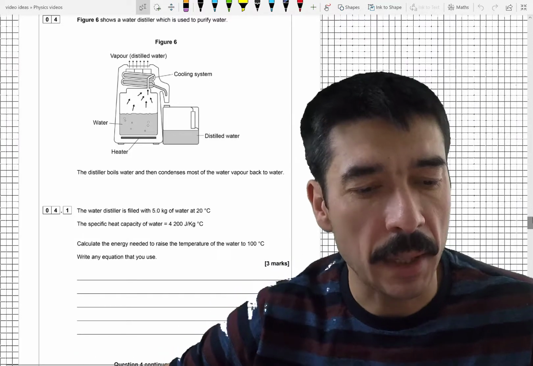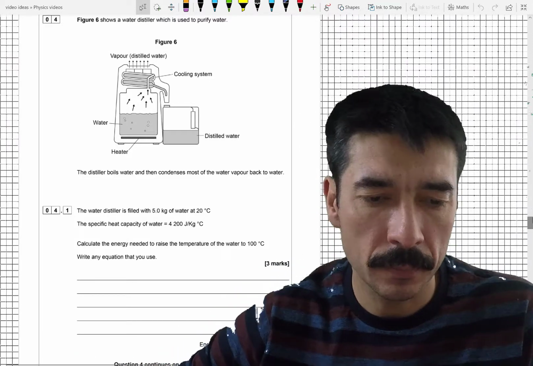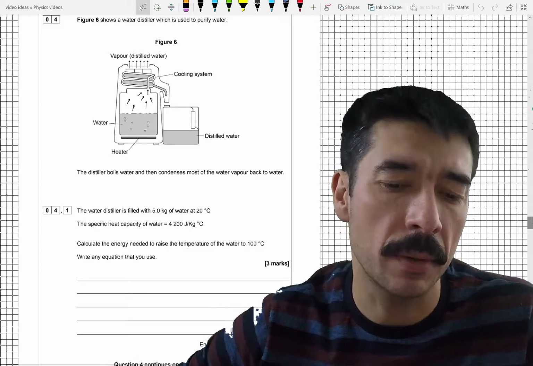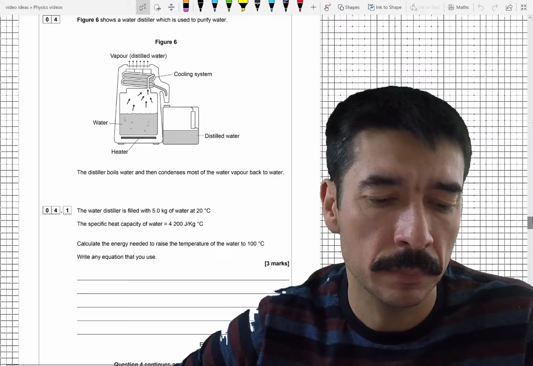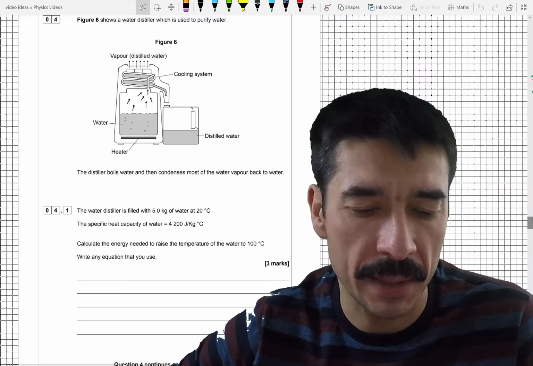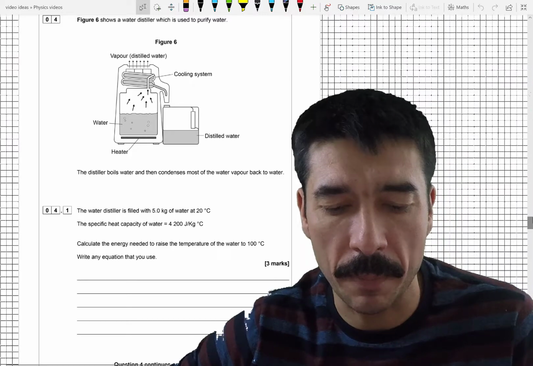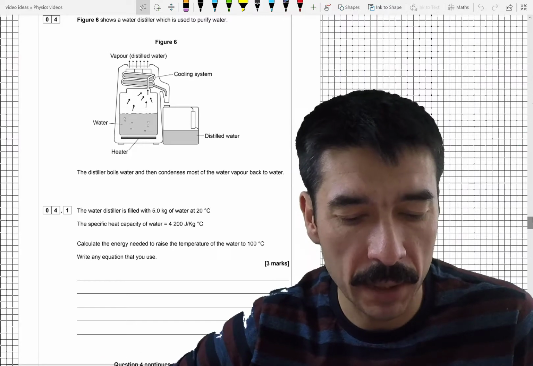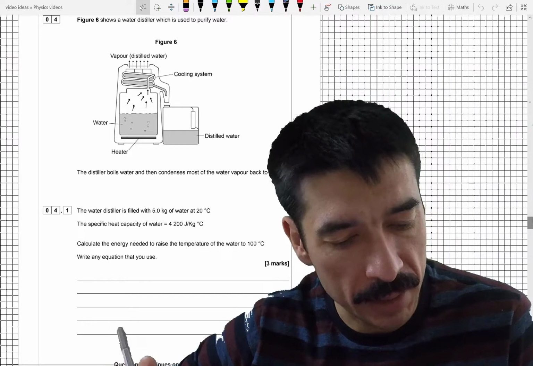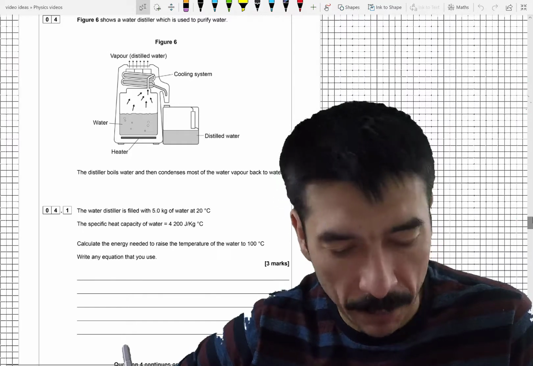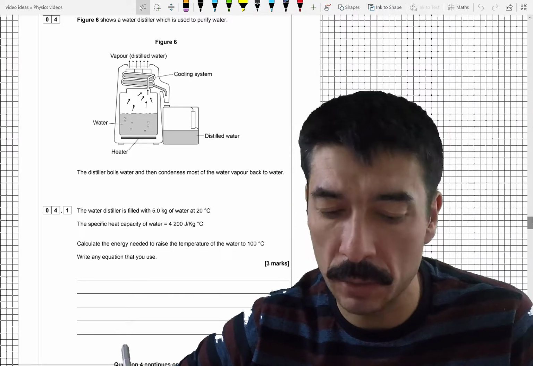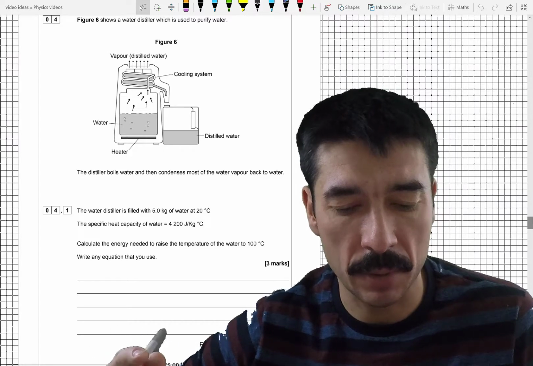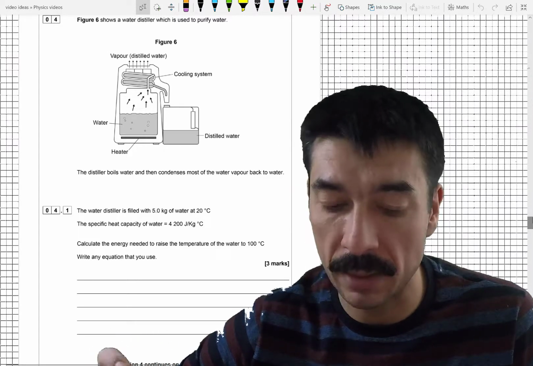Okay, so let's have a look at question 4. Figure 6 shows a water distiller which is used to purify water. The distiller boils water and then condenses most of the water vapor back to water. The water distiller is filled with 5 kilograms of water at 20 degrees Celsius. The specific heat capacity of water is 4,200 joules per kilogram degrees Celsius. Calculate the energy needed to raise the temperature of the water to 100 degrees Celsius.